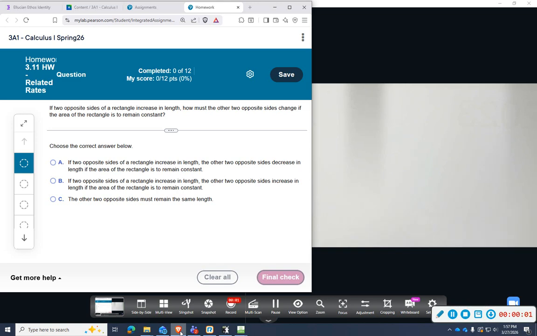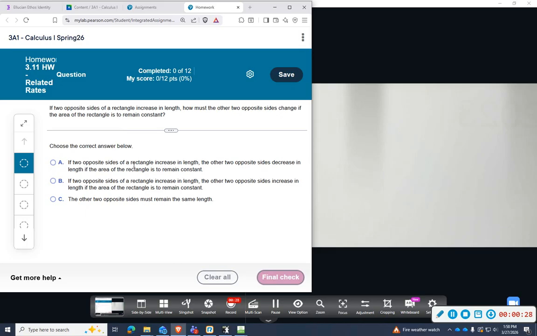All right, we're looking at section 3.11, related rates, and our first question is like a vocabulary problem. It says that two opposite sides of a rectangle increase in length. How must the opposite two sides change if we want the area to stay the same? So if one side is increasing and we want the area to be the same, the other one has to decrease, so that when we multiply length times width, we get the same number.